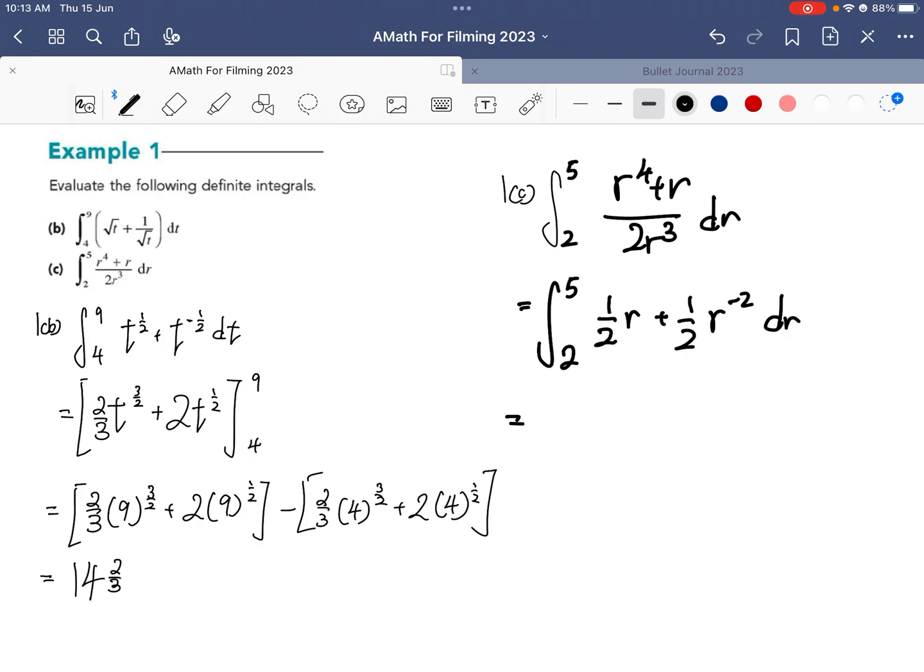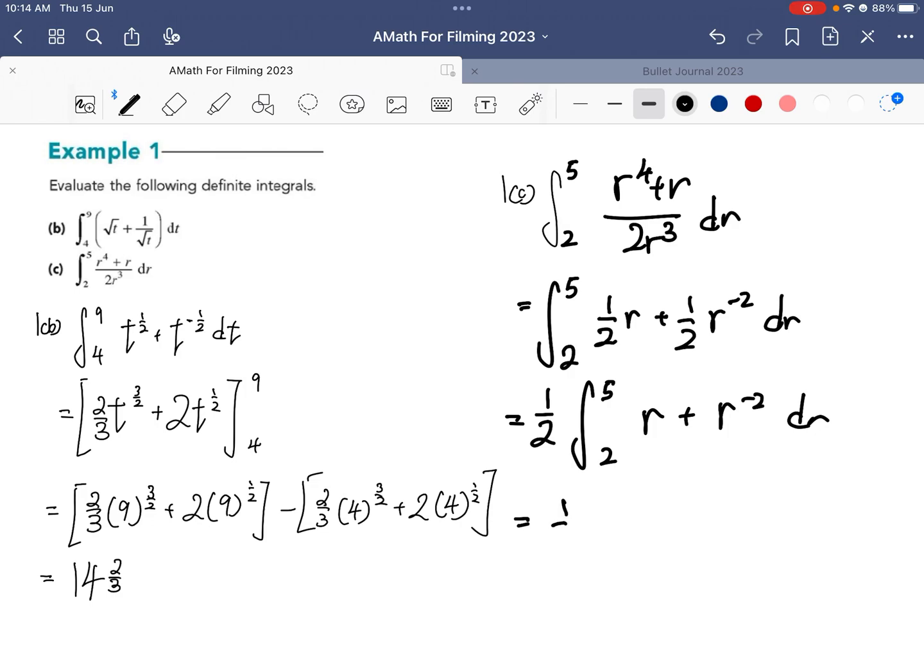Then we just start the integration. Half r integrated will give you r. Sorry, I made an error here. Give me a moment. Let me check where my... okay, no error here. So what I have here is this: half r plus half r to the power -2. To make our life just a bit simpler, if you notice the common term here, which is half, I can factorize half here and put r plus r to the power -2 with respect to r.